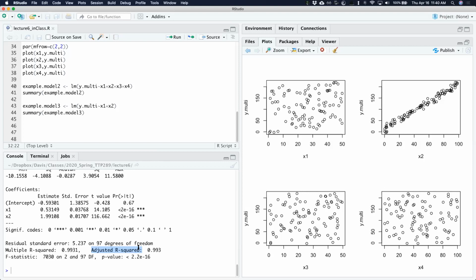And so that general concept is actually going to play a really important role in a lot of the diagnostics that we're going to do. So just keep in mind, we'll talk about adjusted R squared a little bit more later on in the course.